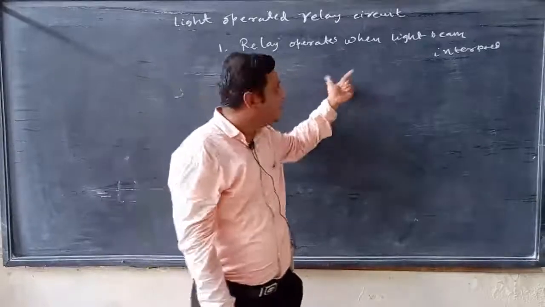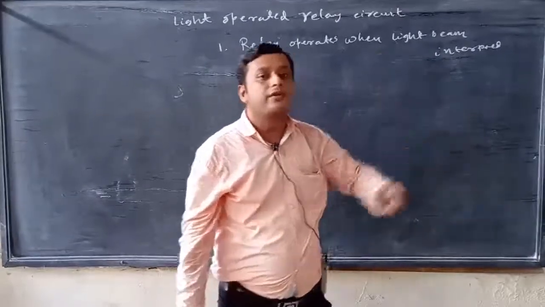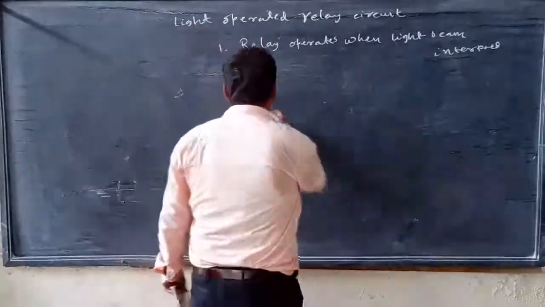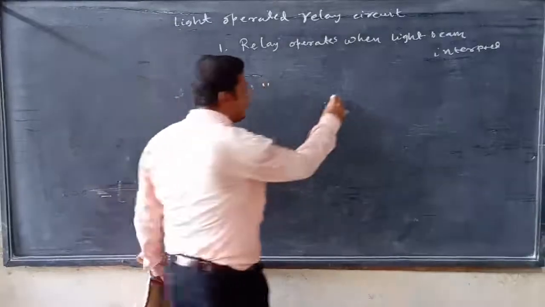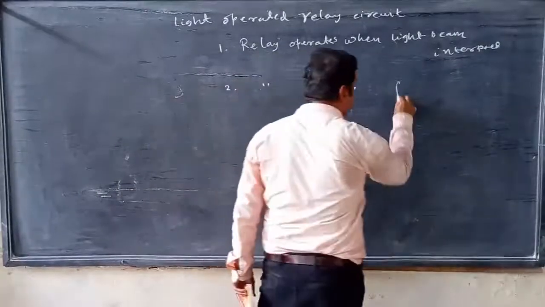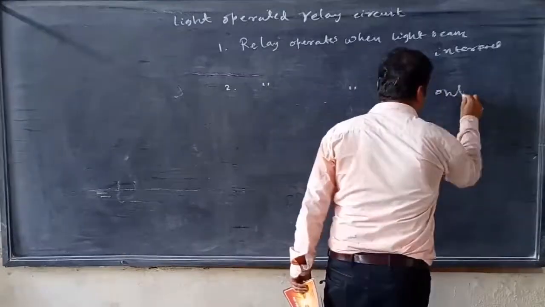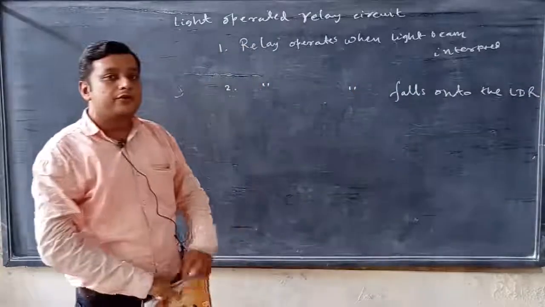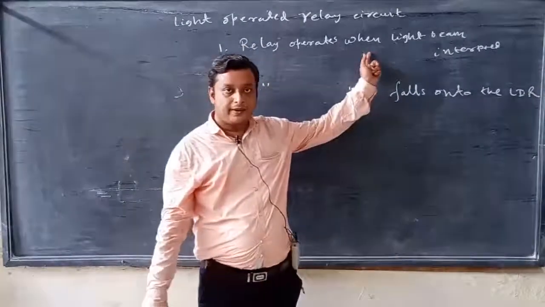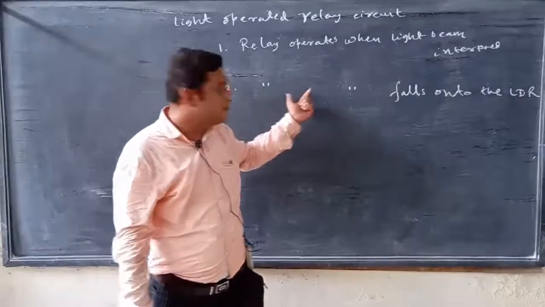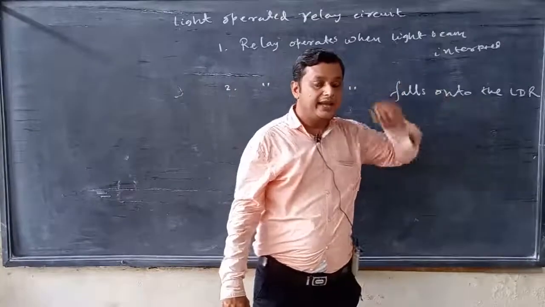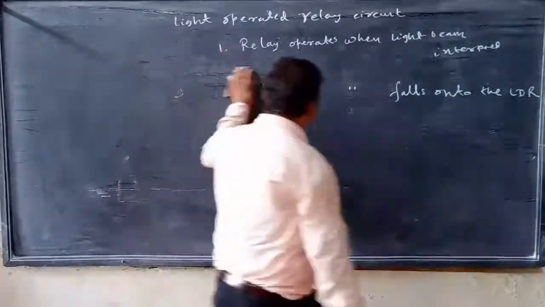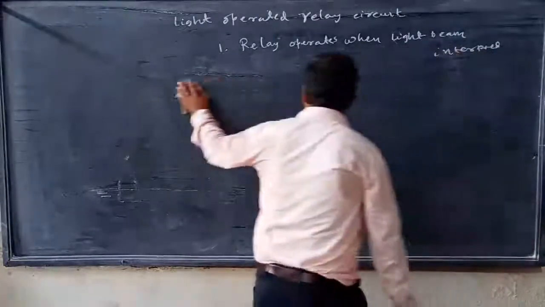relay operates when light beam is falling onto the LDR. So the first is relay operates when light beam is interrupted, and the second is relay operates when light beam is falling onto the LDR. In this lecture I am going to start with the first application of the LDR.